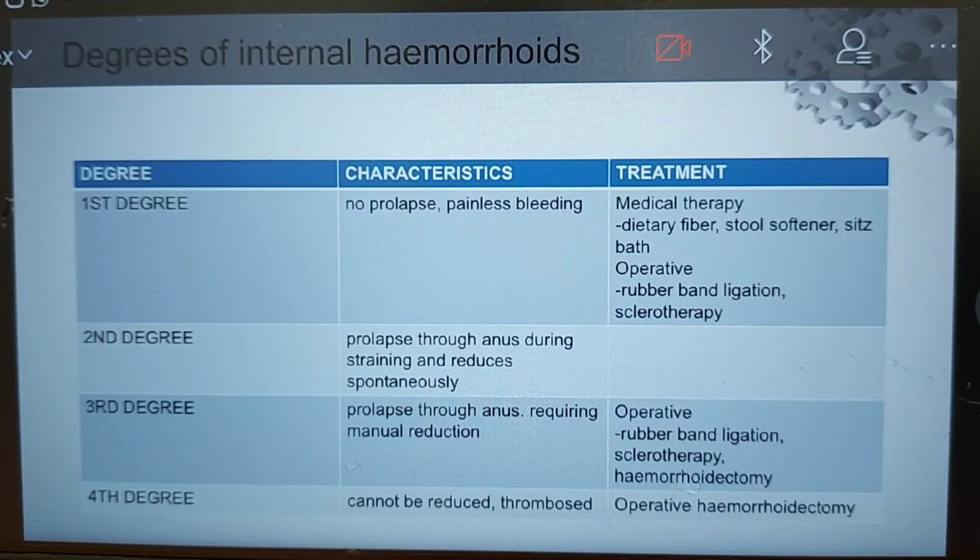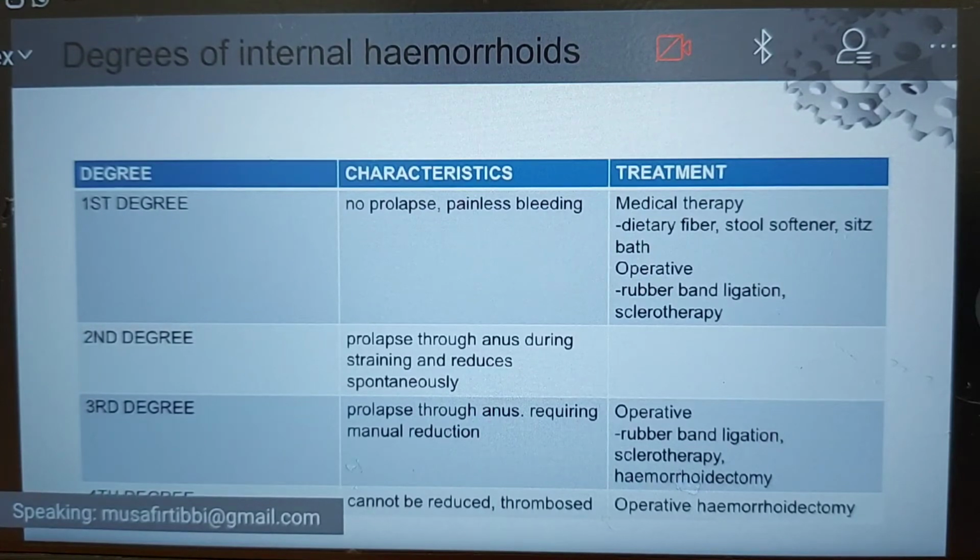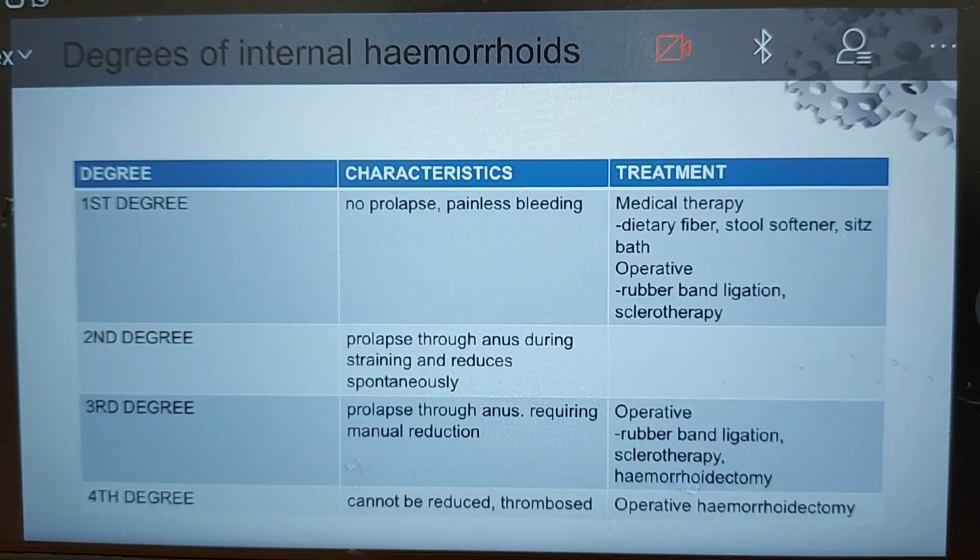If there is bleeding recurrence, or still active bleeding, then we can proceed with rubber band ligation or sclerotherapy. Second degree of internal hemorrhoid is when it prolapses through the anus during straining, and it reduces spontaneously without manual reduction. So the treatment is also the same as the first degree.